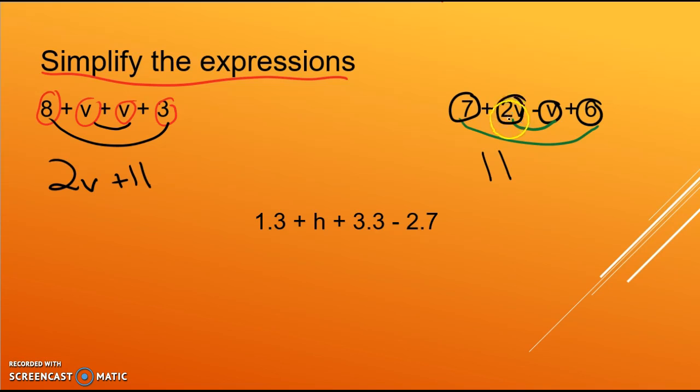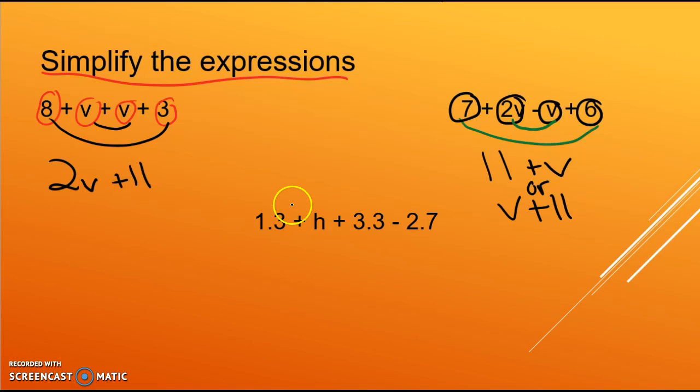And then here I have 2v minus v, which you can think of as 2v minus 1v, which would still give us 1v. So I'm going to put that at the end. Remember, whenever we have addition, the order does not matter. So I could have written this one as v plus 11 or 11 plus v. Both of them work. Okay?